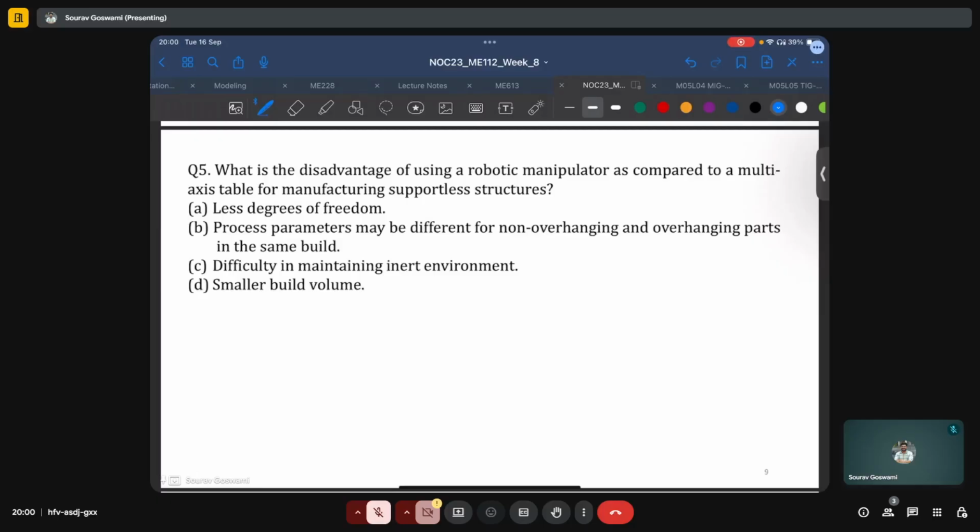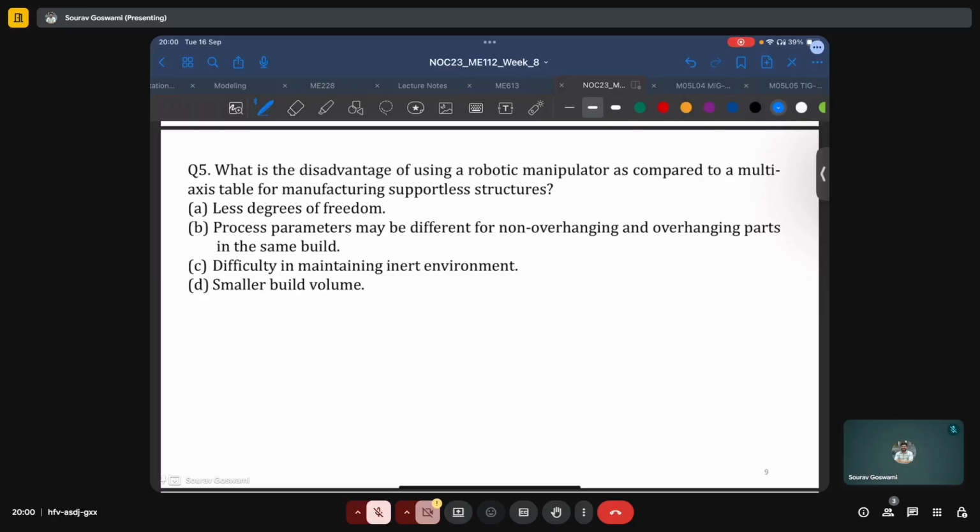Is it that the robotic manipulator will have fewer degrees of freedom? Is it that process parameters may be different for non-overhanging and overhanging parts in the same build? Is it the difficulty in maintaining an inert environment, or is it the smaller build volume? Let us go from bottom to top.